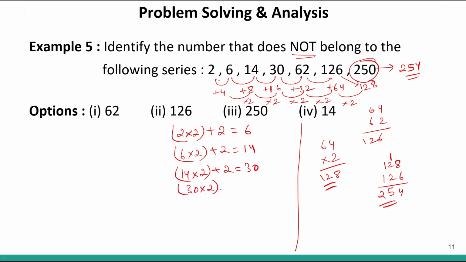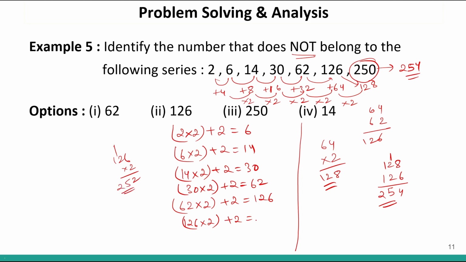30 into 2 will give me 60 plus 2 will give me 62. 62 into 2 will give me 124, plus 2 will give me 126, and similarly 126 into 2 will give me 252. So 252 plus 2 will be 254. So 254 will be the correct answer. So 250 is the number that does not belong. So here you could see that to solve the same question, I used two different logics, logic number 1 and logic number 2.